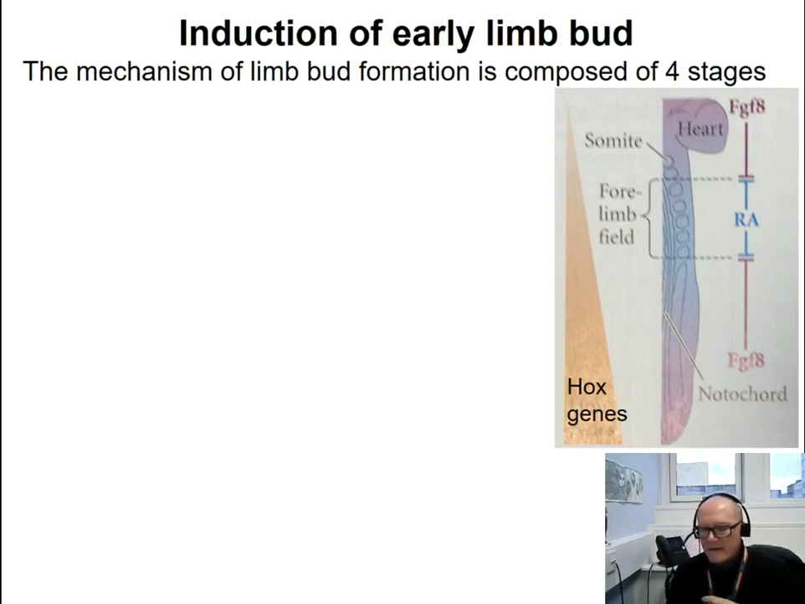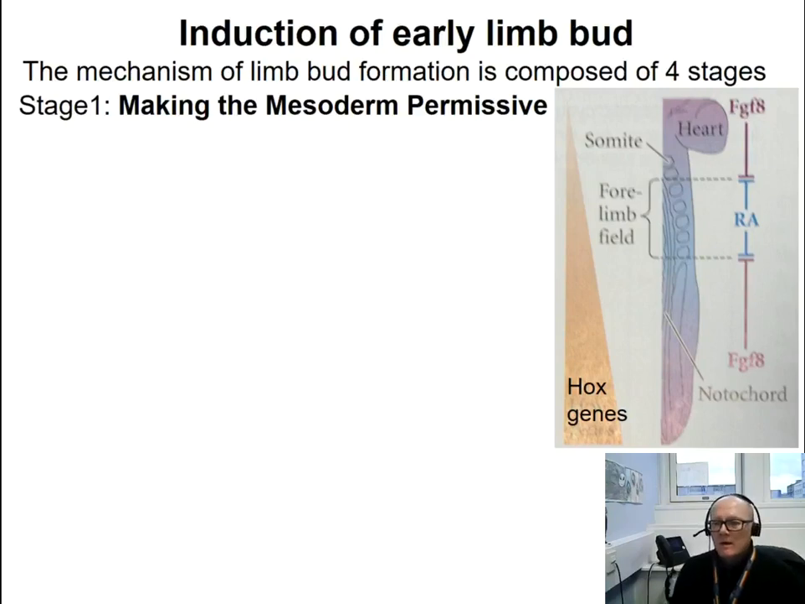How the limb is actually induced during very early development. The mechanism that induces limb formation in early development is composed of 4 stages. So the first stage is that the mesoderm needs to be made permissive to produce a limb. And there is a difference between the forelimb and the hindlimbs.